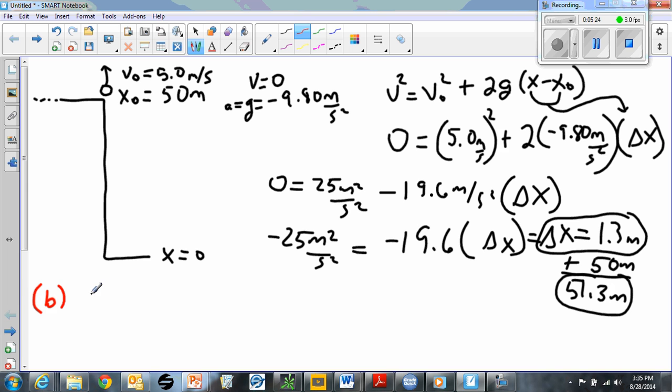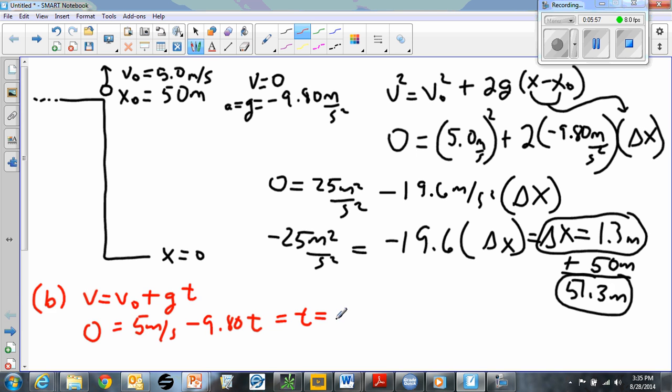I'm going to use, I think it's the first equation, v naught plus gt. Remember, a becomes g when you're talking about vertical. And so I know that's 0. I know that's 5 meters per second minus 9.80 times t. So you're going to move that 5 over here, it's going to be negative 5 divided by negative 9.80, and you're going to get t equal to 0.51 seconds. All right.